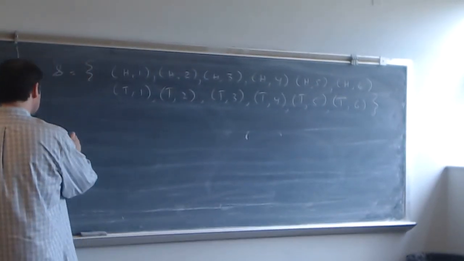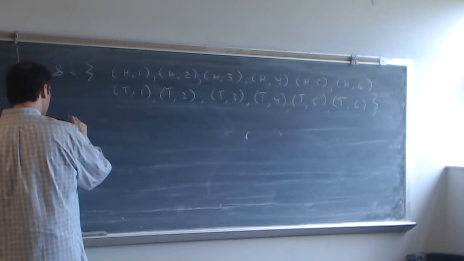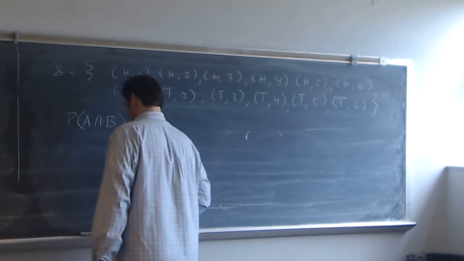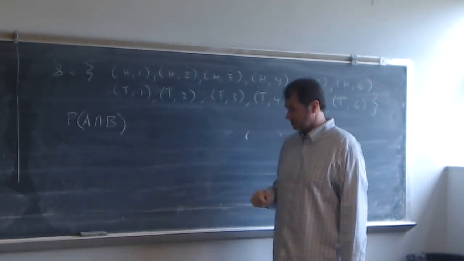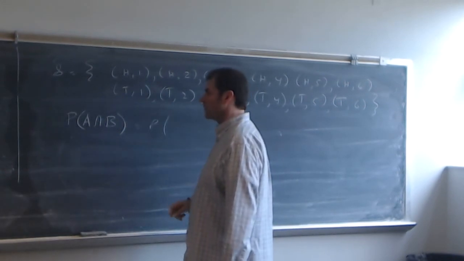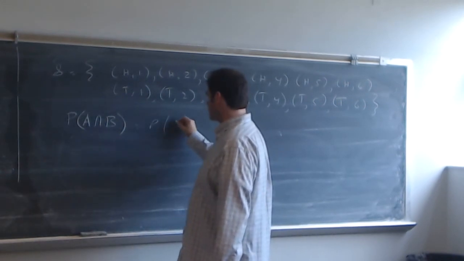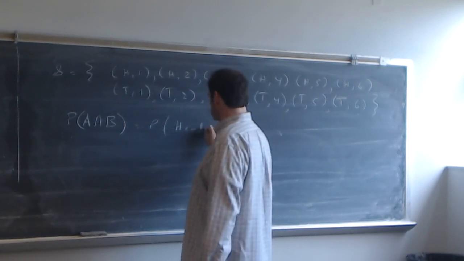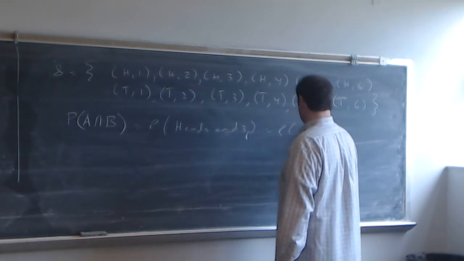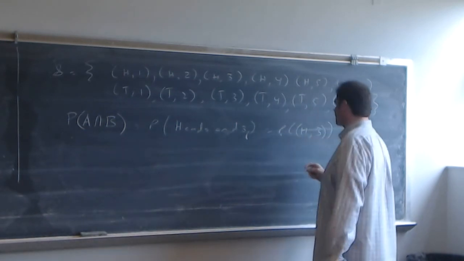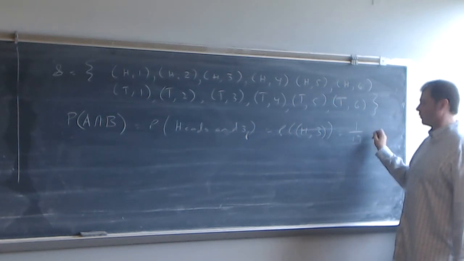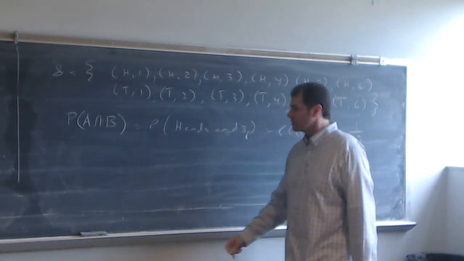And then, to determine whether A and B are independent or dependent, I look at the definition. Probability of A intersect B, that's equal to the probability of, so what was A? That's the probability of heads and 3. That's equal to the probability of exactly H3. Well, how many ways can H3 happen? It happens one way out of the 12 possibilities.